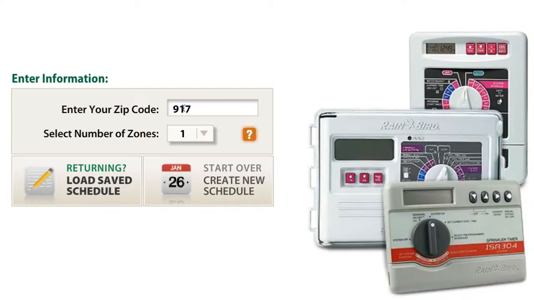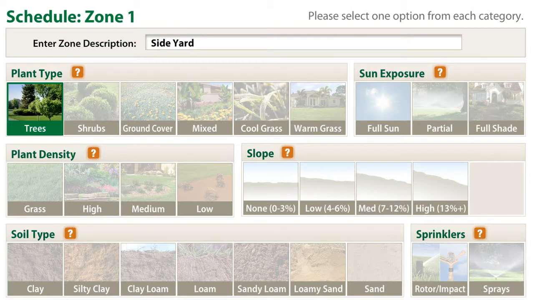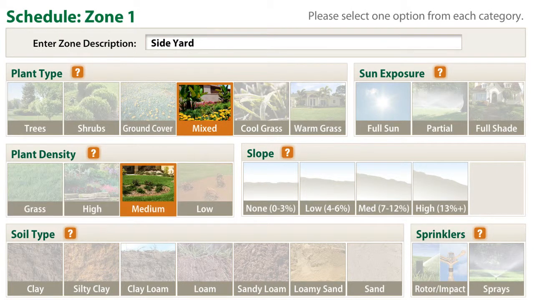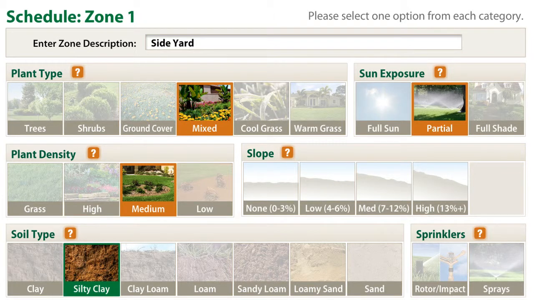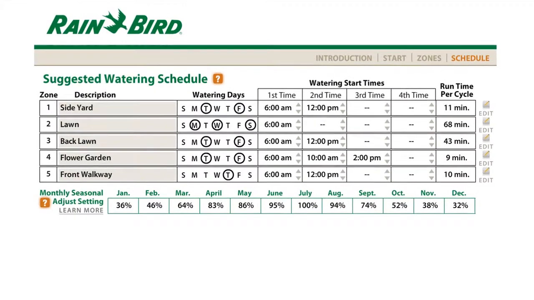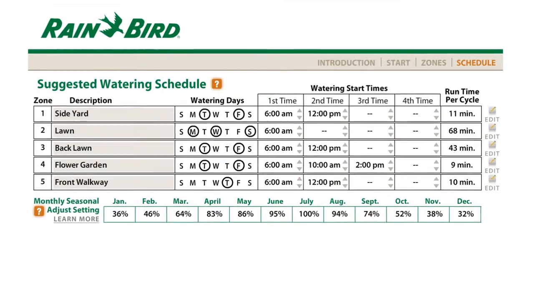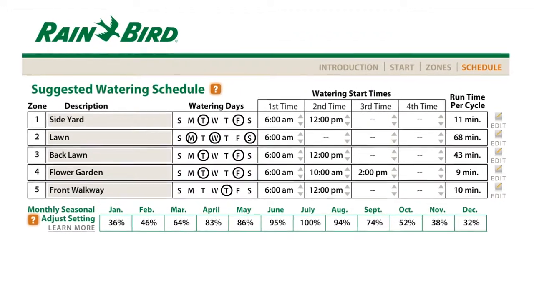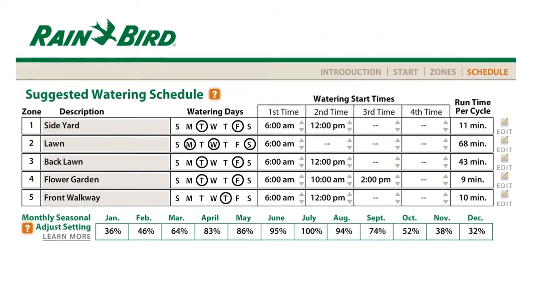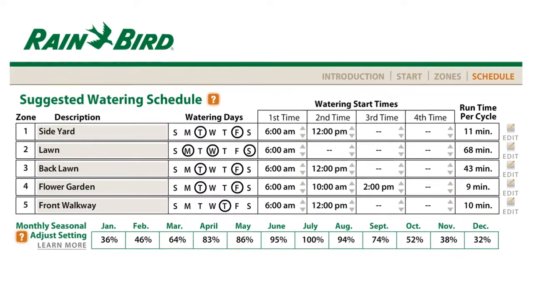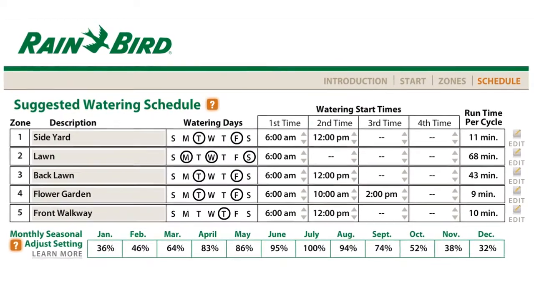The Runtime Calculator considers your geographical location, the kinds of plants in your yard, how densely they're planted, how much sun they get, the type of soil in your area. All these things affect how much water is best for your landscape. In just a few minutes, you'll have a custom-tailored watering schedule for each zone assigned to your controller. A schedule designed to optimize watering times for healthier plants, reduce water usage, and a lower watering bill.